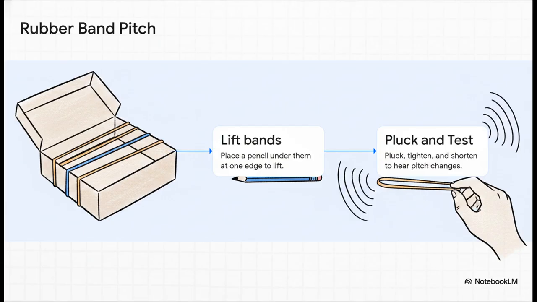Slide a pencil under the bands at one edge to lift them off the cardboard slightly. This acts like the bridge of a guitar and lets them vibrate freely. And just like that, you have a working acoustic instrument. When you pluck the bands, you are literally transferring kinetic energy from your fingers directly into the band, then into the air, and finally to your ears.